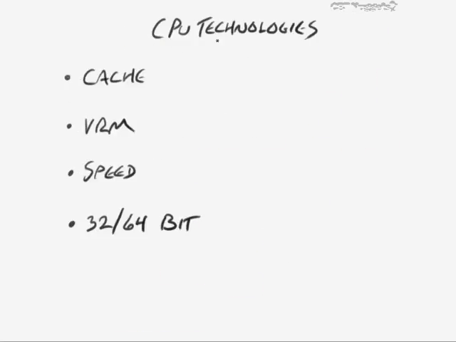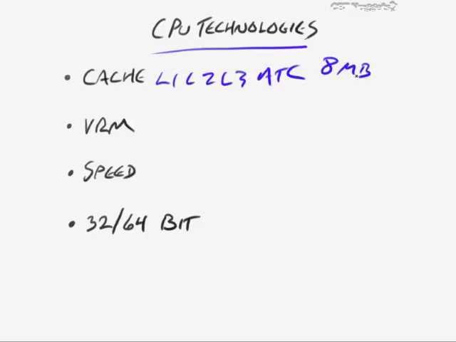Other CPU technologies that you have are what we talked about before: your cache, like level 1, level 2, level 3, advanced transfer cache. Those sorts of things. Right now, like I said before, I've got an 8 megabyte cache, which is relatively large. And then we also have voltage regulator modules. I didn't actually discuss that before.